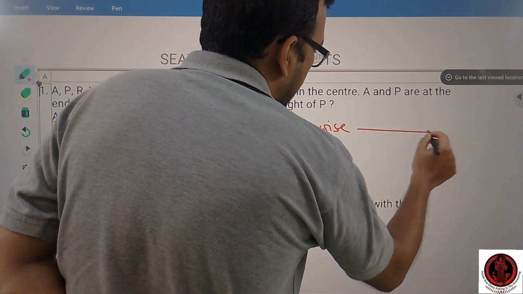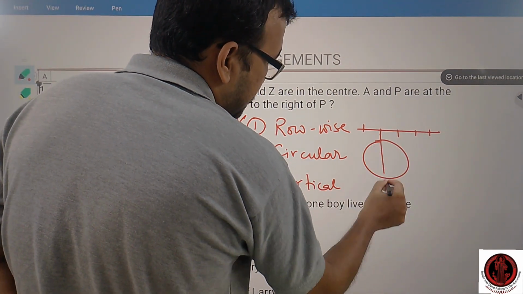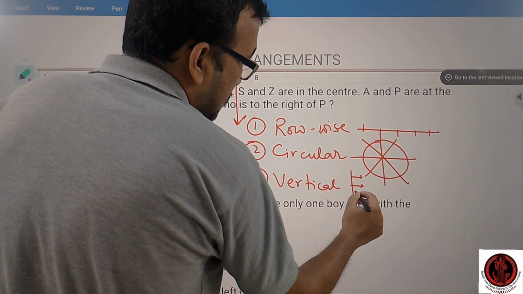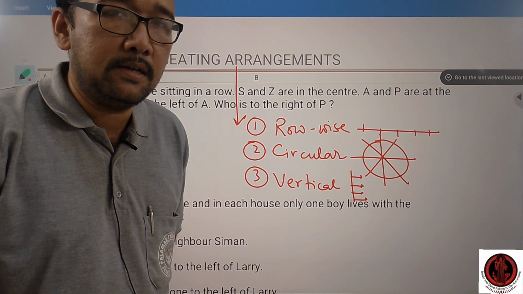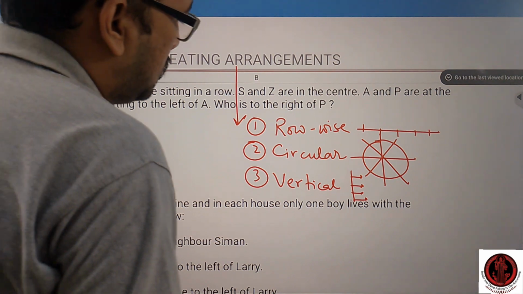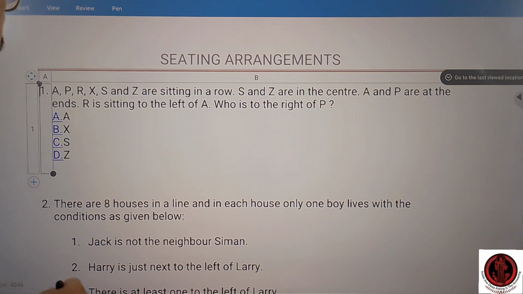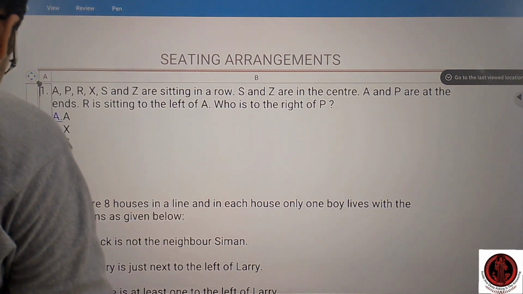So row-wise means like this one. Circular means like this one, and vertical means like this one. So these are the main types of seating arrangement that are there in the examinations. So today we will discuss all the types. Now the first problem is a row-wise seating arrangement. In a seating arrangement problem, first you have to draw the diagram based on the given statement.